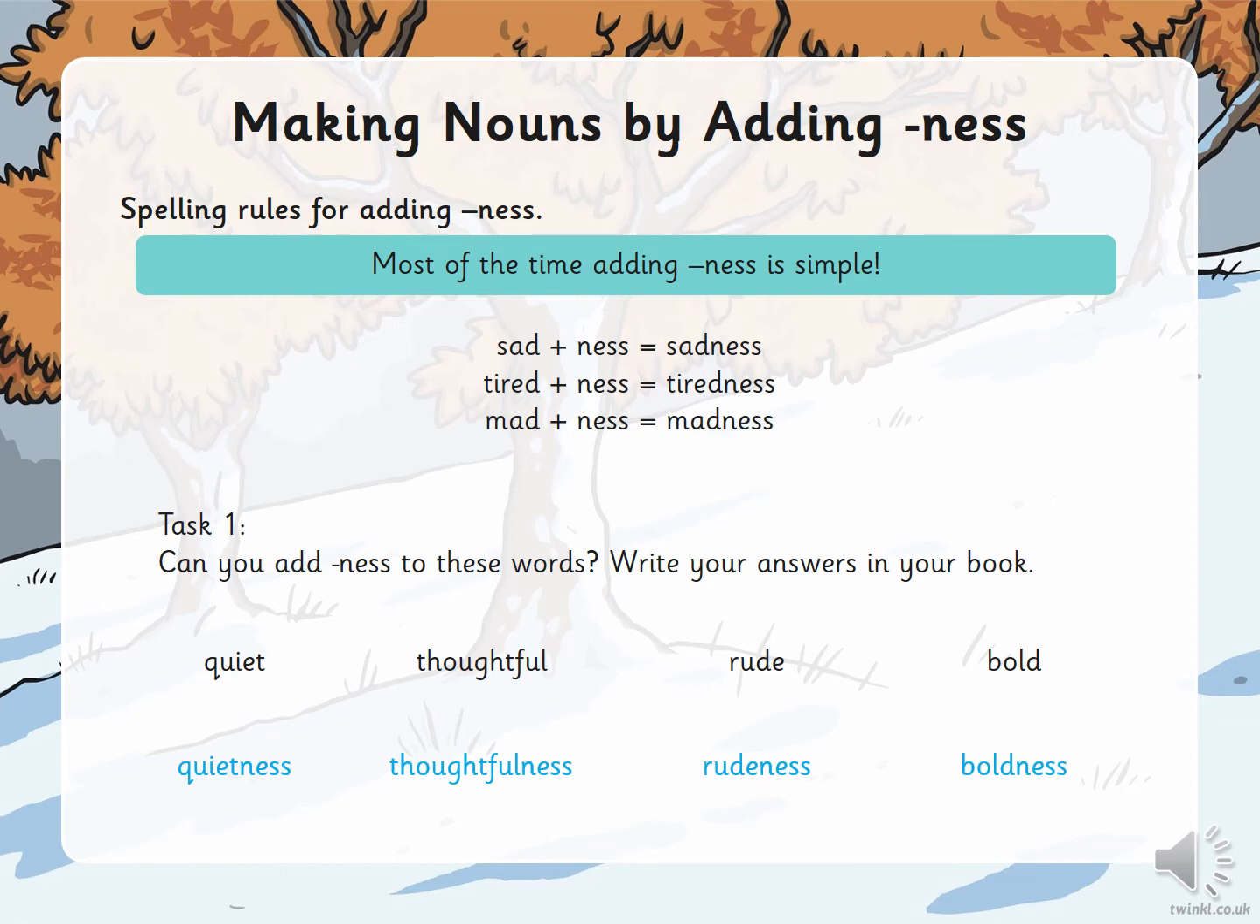All you simply had to do was add ness. So quiet becomes quietness. Thoughtful becomes thoughtfulness. Rude becomes rudeness. And bold becomes boldness.